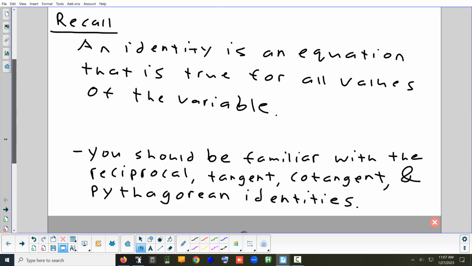So we've done some identities already. All the reciprocal ones we've done. The tangent and cotangent. Tangent is sine over cosine. Cotangent is cosine over sine. We haven't talked about these yet, so that's why I need to put those up on the board.